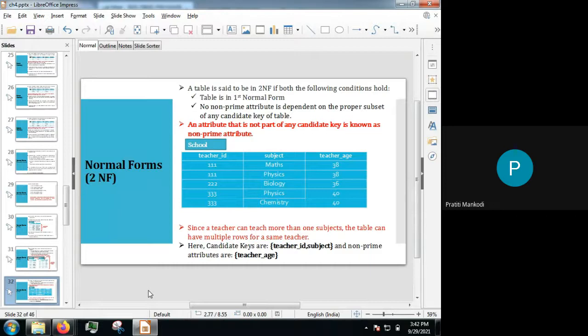Is it clear? Now, what does the second NF say? If AB is the prime attribute, C and D should depend entirely on A and B. That means they should depend entirely on the key, not on a subset of the key. Let me give you an example for the same. We will do it later on.